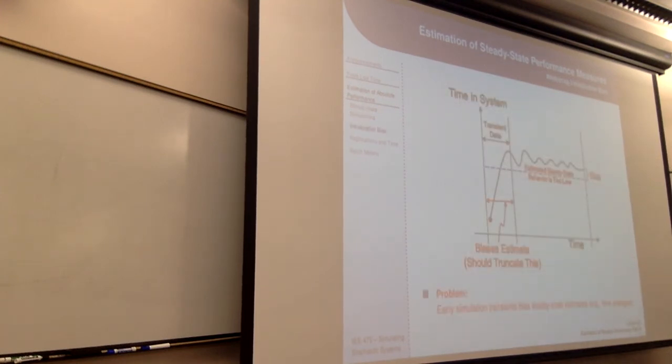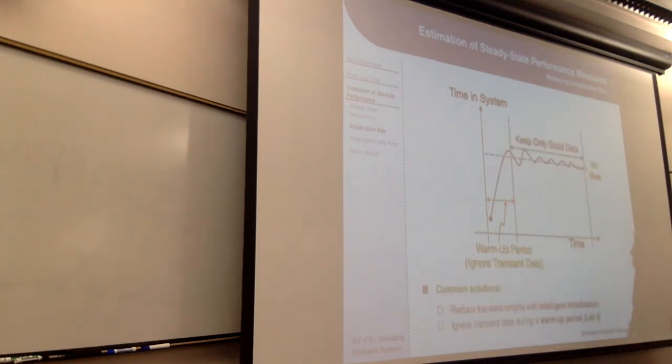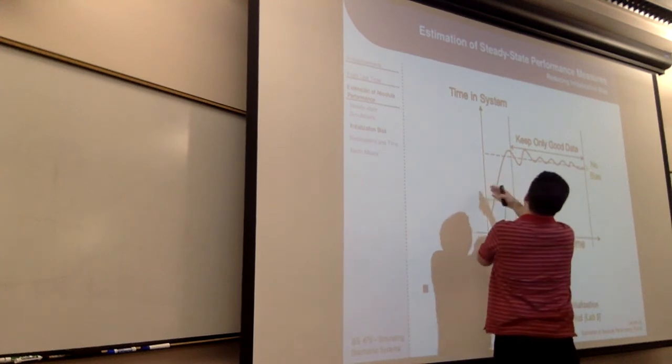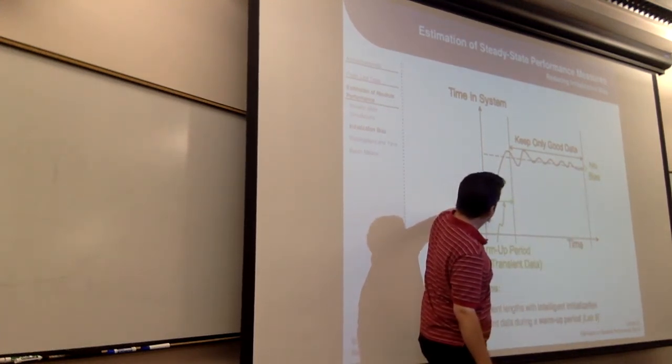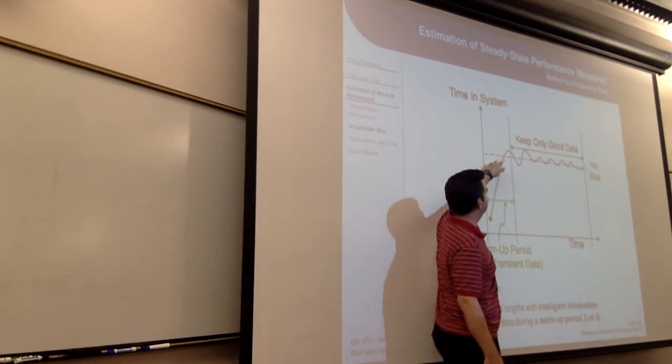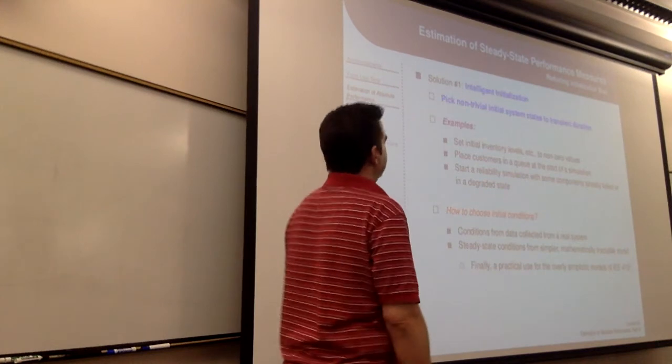So, this is a summary of our problem. Early simulations cause the bias, and our two solutions are either just get rid of this stuff or be more intelligent about where we put our initial conditions so that the transient period is naturally shorter. And so that's where I'm going to start.